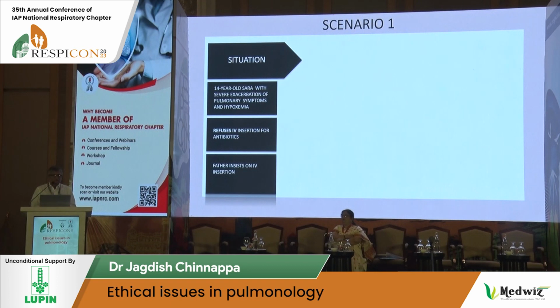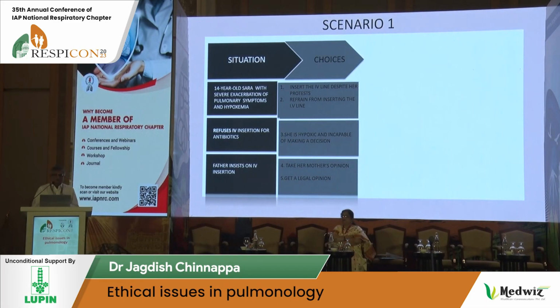14-year-old Sarah with severe exacerbations of pulmonary symptoms of cystic fibrosis and hypoxemia refuses IV insertion of antibiotics. This is a very common issue when the 14-year-old has had repeated hospitalizations and treatment. The father insists on putting the IV line. What are the choices we have? Can we insert the IV line despite her protests? Can we refrain from inserting the IV line? She is hypoxic and therefore we consider her incapable of making a considered decision. Take her mother's opinion or get a legal opinion.